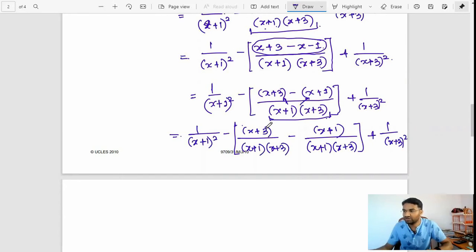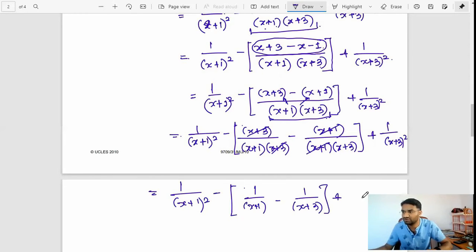Now cancel out whatever factors cancel here. So x plus 3 cancels out, x plus 1 cancels out, and we are left with just 1 upon (x plus 1) squared minus this whole bracket, 1 upon x plus 1 minus 1 upon x plus 3, plus 1 upon (x plus 3) squared.